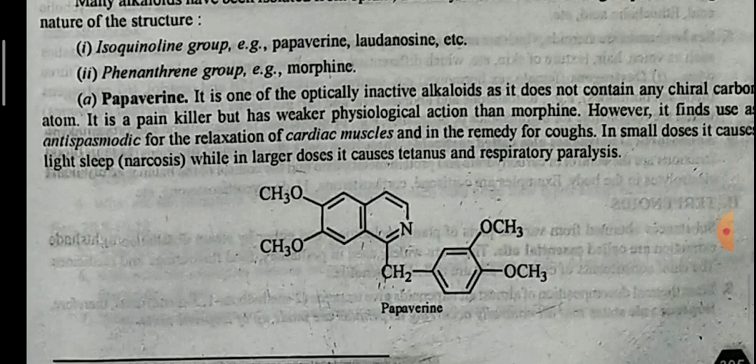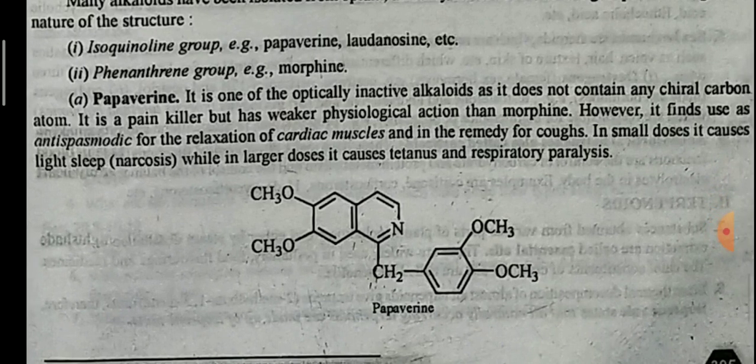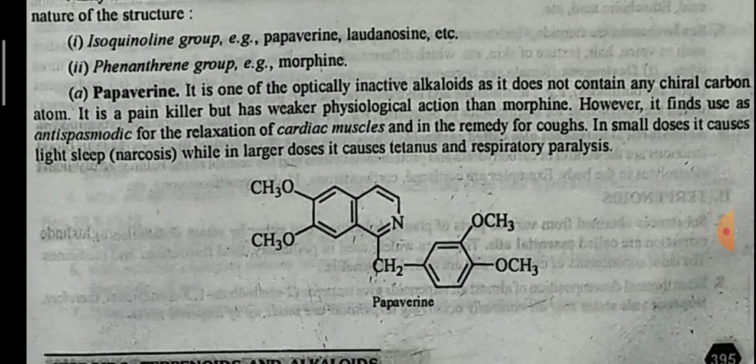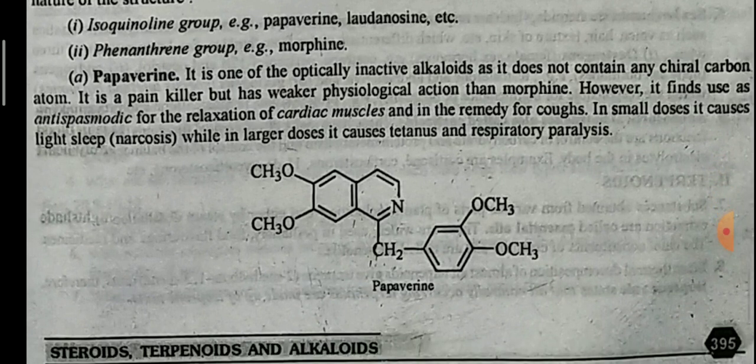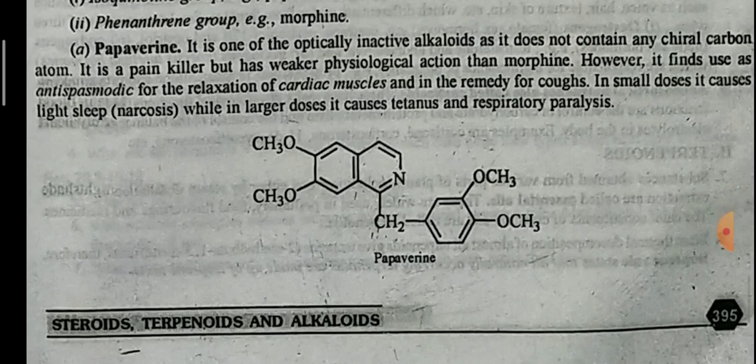Papaverine. It is one of the few optically inactive alkaloids as it does not contain any chiral carbon atom. It is a painkiller but has weaker physiological action than morphine. However, it finds use as antispasmodic for the relaxation of cardiac muscles and in the remedy for coughs. In small doses, it causes light sleep, narcosis, while in larger doses, it causes tetanus and respiratory paralysis.